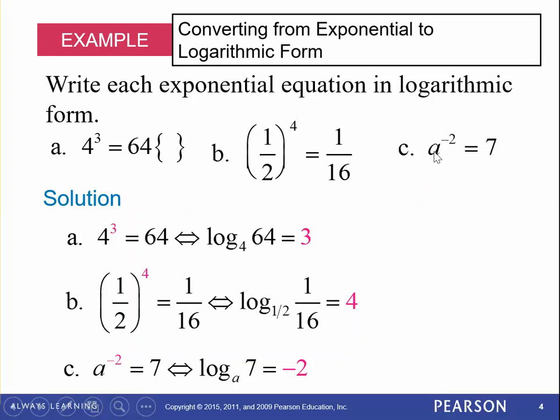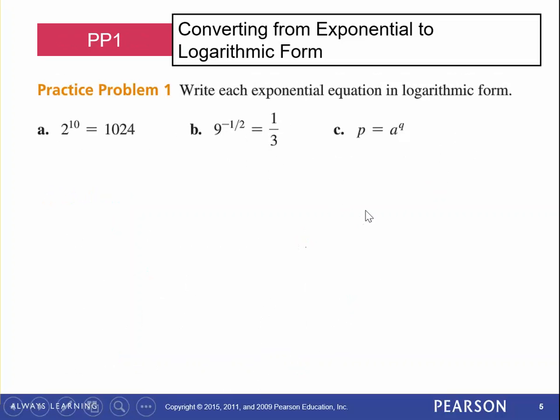Alright, let's put some variables in here. A to the -2 is equal to 7. So if we do that, again, log of my base, so it would be log base a of my number, which is 7, is equal to the exponent of -2. So notice we don't really have to have numbers. We can actually just have variables in here as well. Alright, your turn. Can you do practice problem number 1?